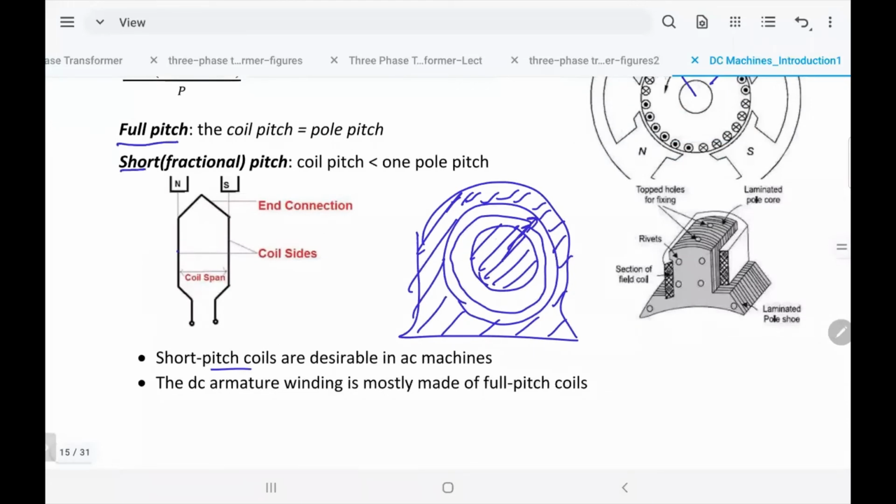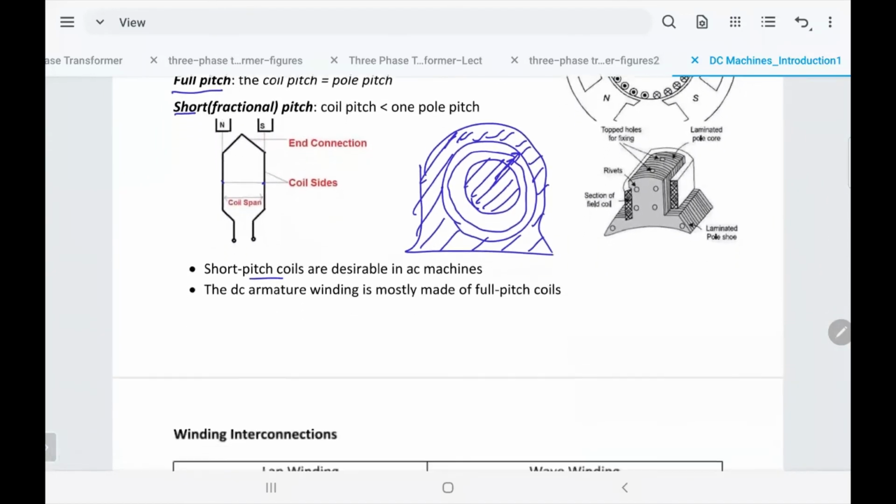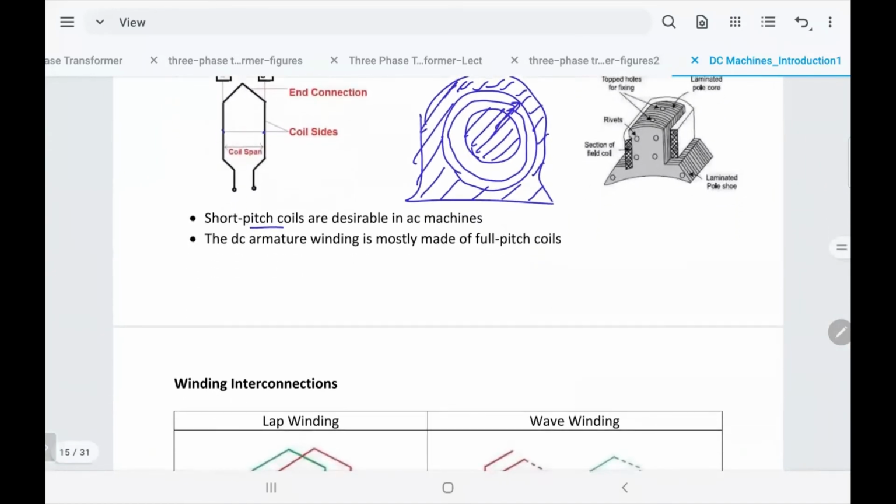When can you say one or the other? If the distance between this conductor and this conductor fills the whole pole pitch, it's full. If it is shorter, if the distance between the first and second conductor of the coil itself is less than the pole pitch, you call it fractional. It's just terminology. Usually for armature winding, we use full. But in EC, for some reason, we use the other one, the fractional one. Okay.